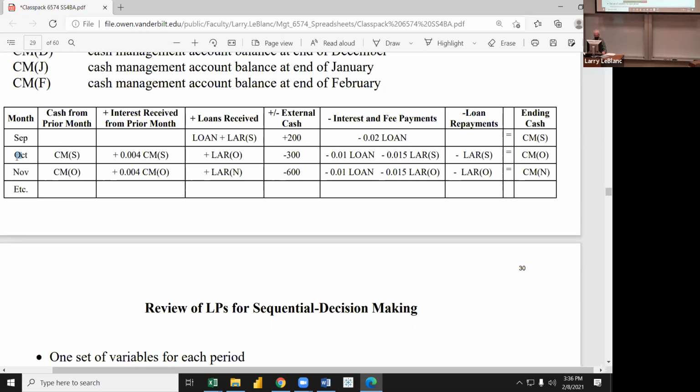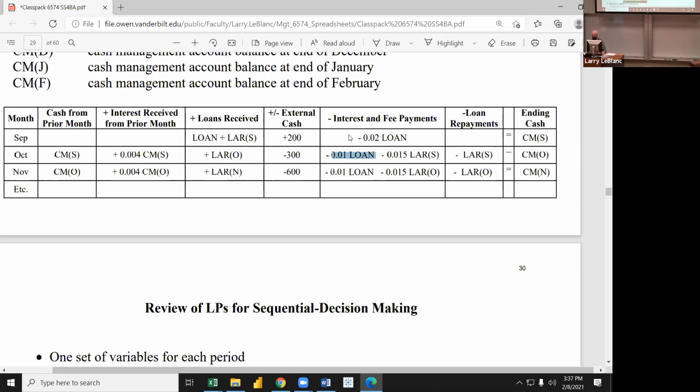For the next month, October, cash management account for September plus interest on the same, 0.4% interest is earned, plus the loan against receivables in October, minus the 300,000 exogenous cash, minus the 1% interest for the big loan, but not the loan origination fee.